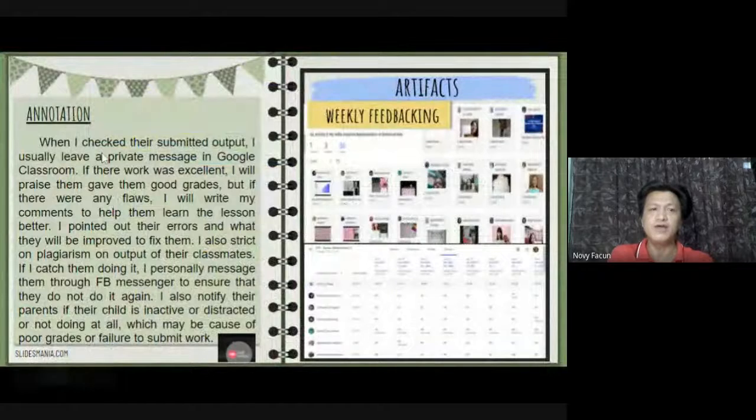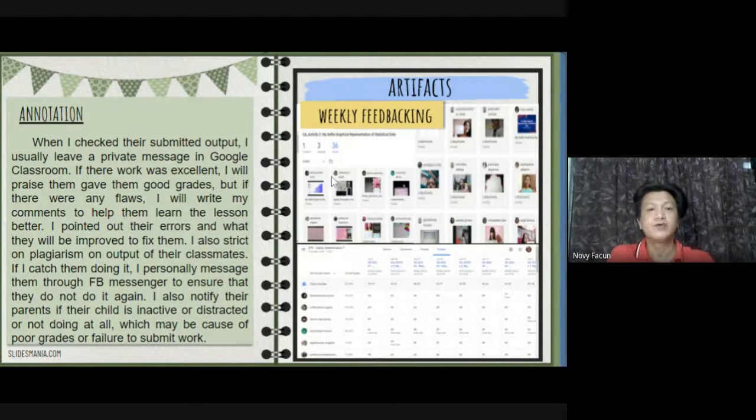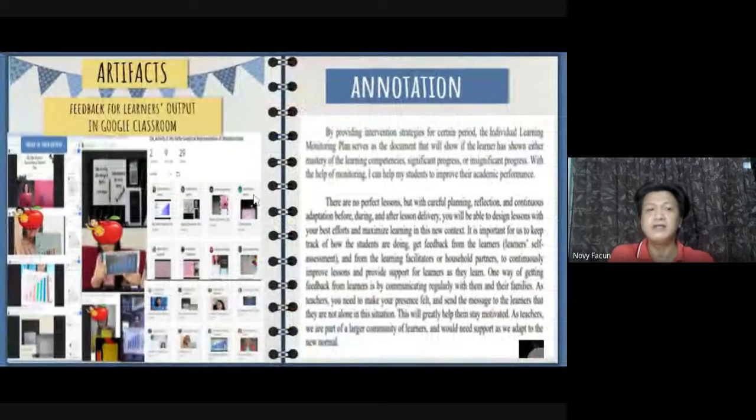Okay, another, we have the annotation. So, weekly feedbacking. So, I do feedbacking, no? It cannot be just once a day. It needs to be weekly. There is general, there is specific. So that at least the parent and the student become aware that, oh, I still have no output, and what they lack or have not yet complied with. Next, another, we have feedback for learners' output in Google Classroom. So we have our annotation there.